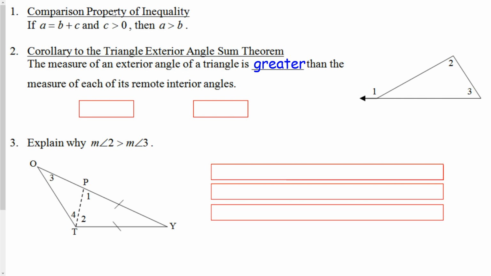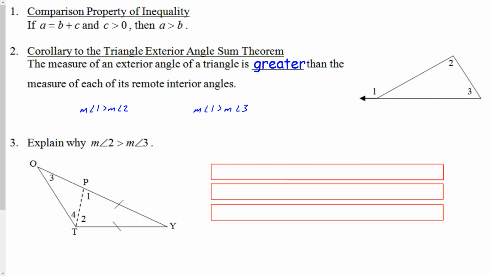So this comparison property of inequality is the reason that leads into the corollary to the triangle exterior angle sum theorem. Remember, the triangle exterior angle sum theorem told us that the measure of angle 1 in our diagram is equal to the measure of angle 2 plus the measure of angle 3. Both of these angles have to be positive values, so they're greater than 0. So this corollary allows us to make two conclusions. The first is that the measure of angle 1 has to be greater than the measure of angle 2. And the second is that the measure of angle 1 has to be greater than the measure of angle 3.